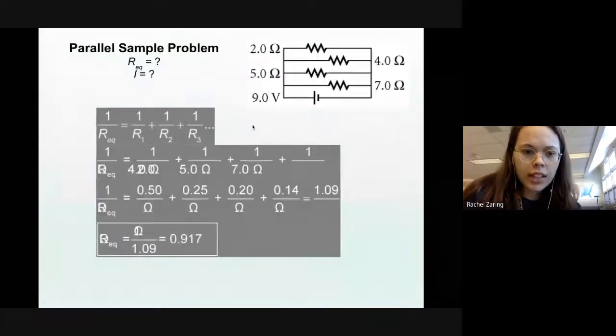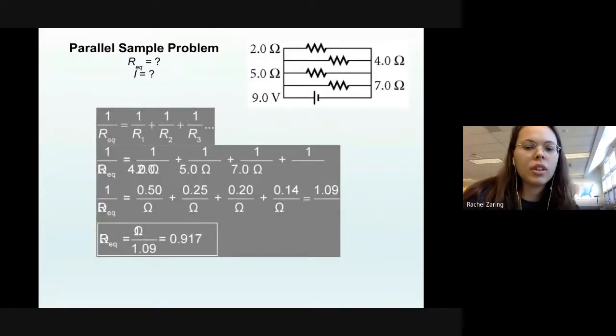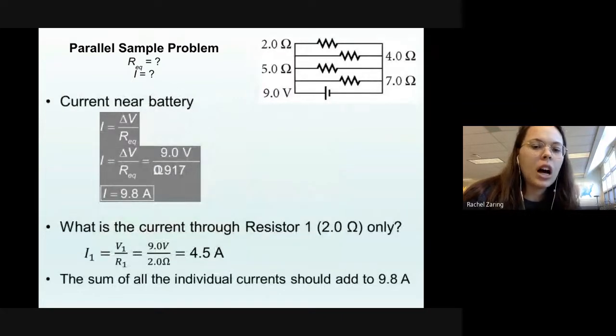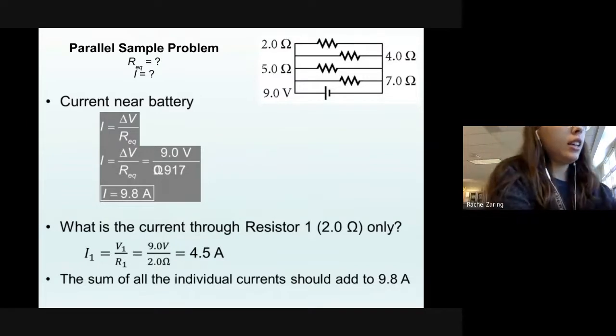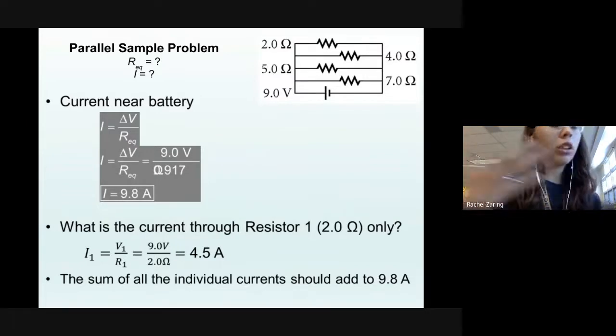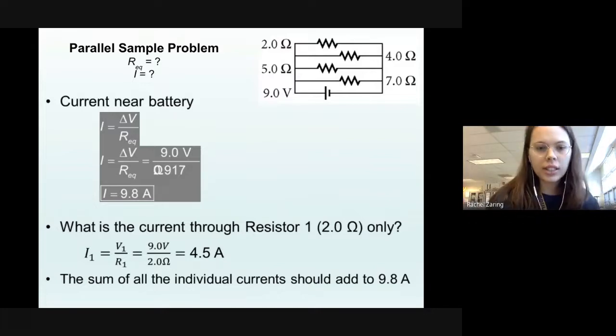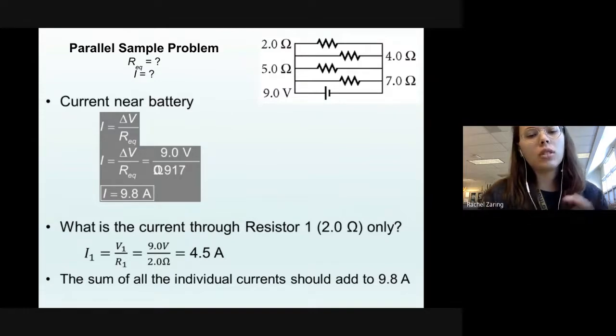So that's the equivalent resistance. Sorry, the image is not great. Doing my best here. The second part is to find the current near the battery. So we use Ohm's law. Voltage is current times resistance. Rearrange that to solve for current. Your potential difference, remember when they're in parallel, is the same across everything. So it's just 9 volts divided by your equivalent resistance, which we just found is 0.917 ohms. 9 divided by 0.917 gives you 9.8 amps for your current.